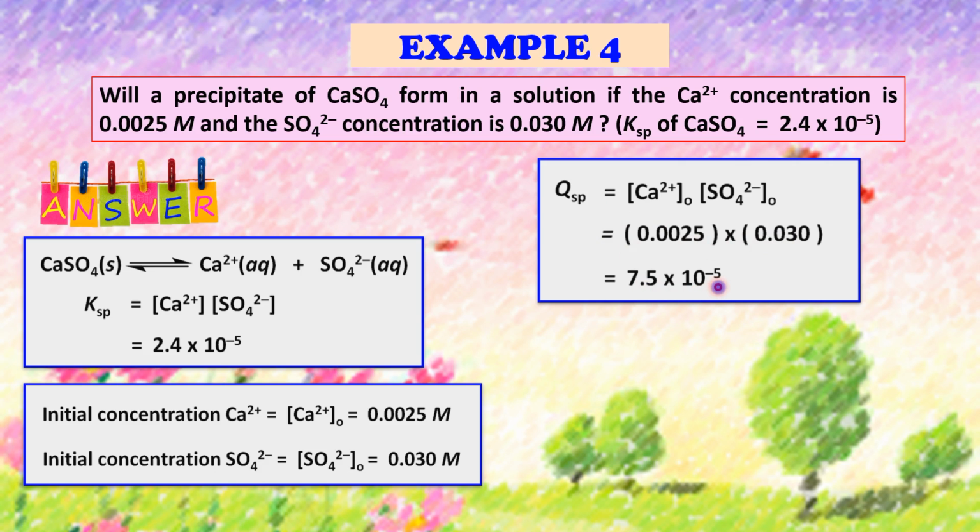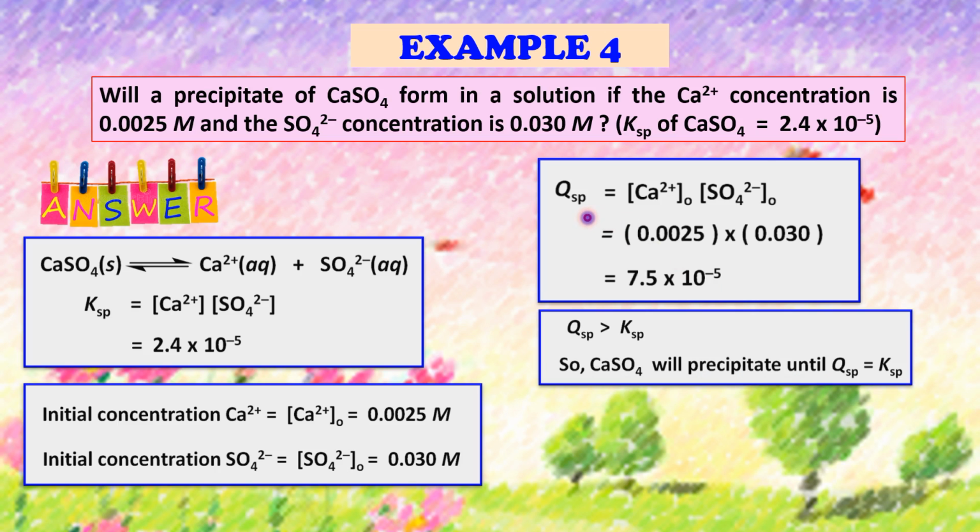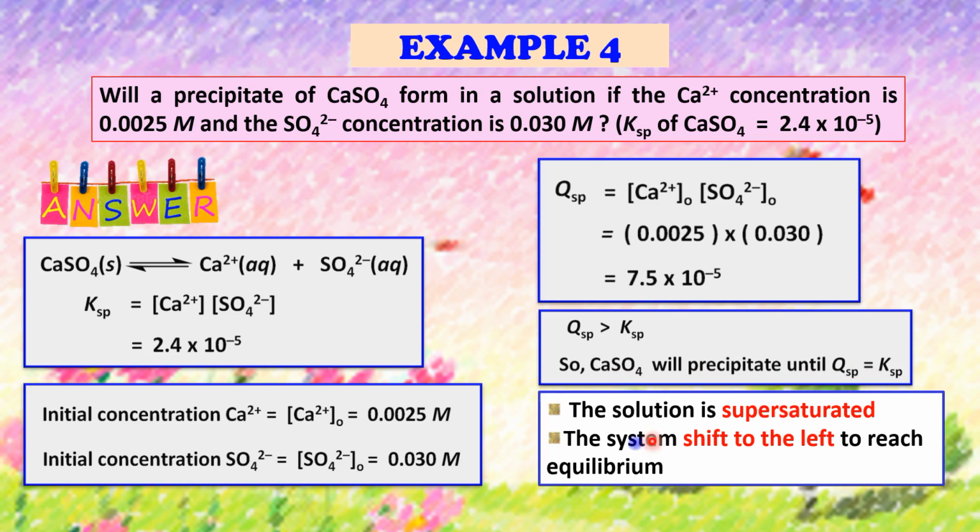negative 5. Next step, compare the QSP value with the KSP value, and we will notice that the value of QSP is bigger than KSP. So calcium sulfate will precipitate until QSP equals KSP, meaning that the solution is supersaturated and the system shifts to the left side, which means calcium sulfate precipitates to reach equilibrium.